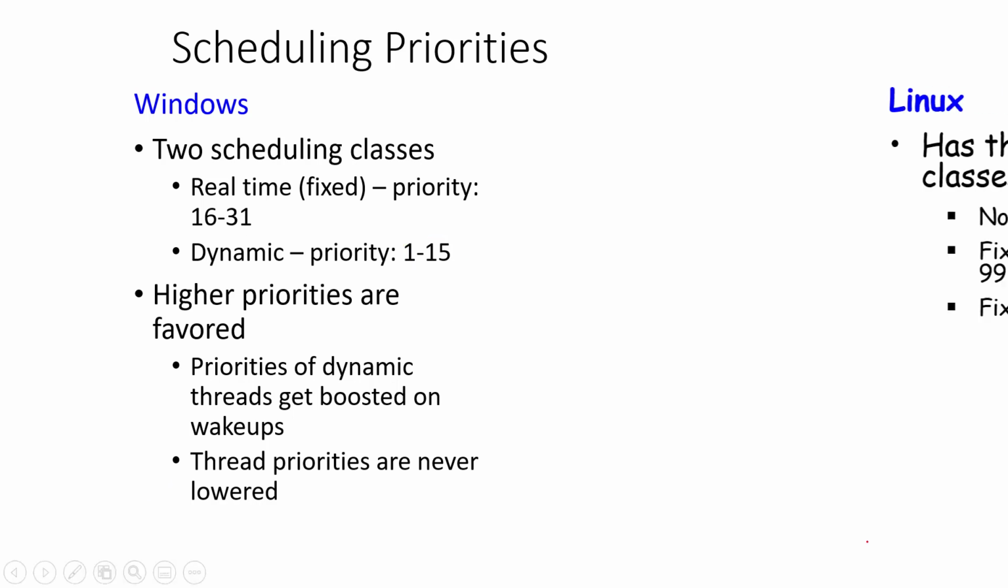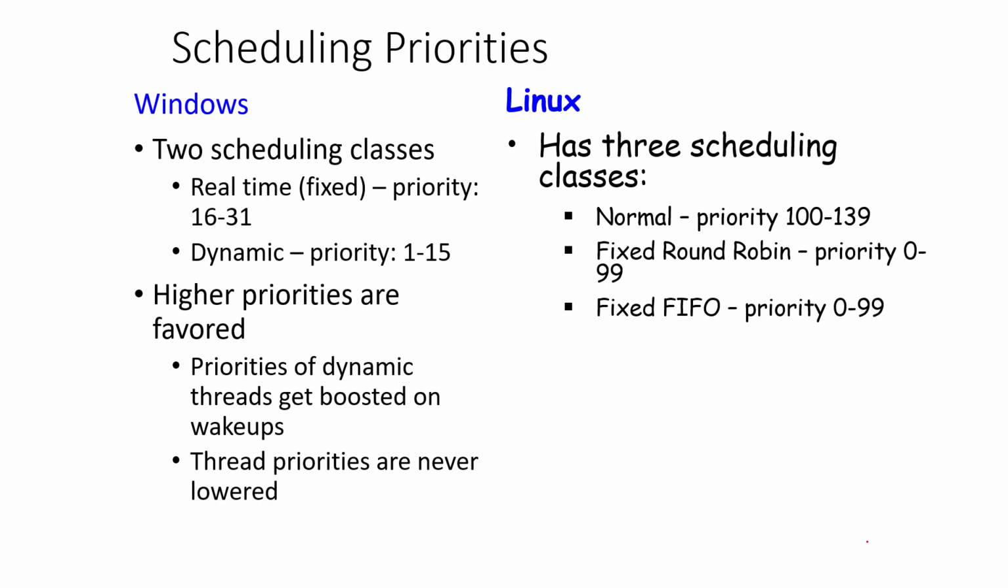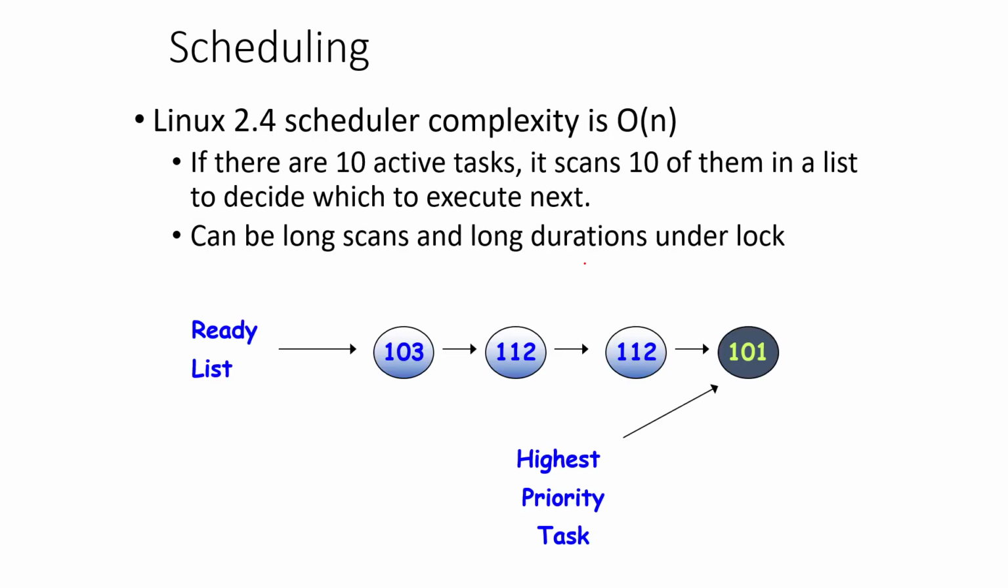Now let us come to Linux. Linux, as we have seen, has three priority regimes. You have the normal mode between 100 and 139, and then we have the real-time mode between 0 and 99. They of course operate differently, as we have discussed. For the real-time processes, we have a choice of schedulers. One is fixed round robin and the other is fixed FIFO. In very old versions of Linux, the complexity of scheduling used to be order n, because if there are 10 tasks, there was a need to scan all of them and find the one with the highest priority.